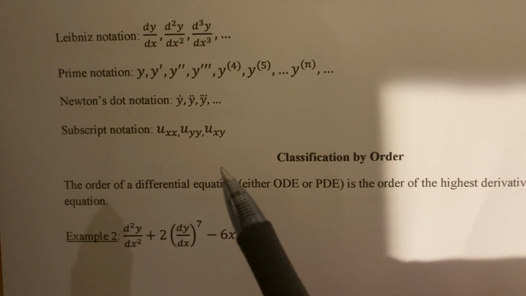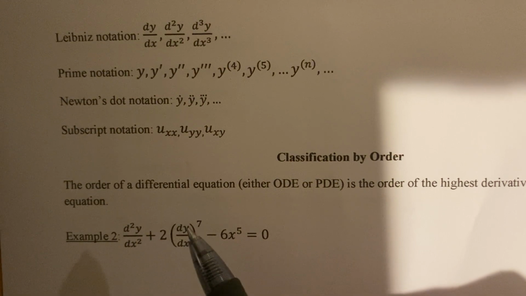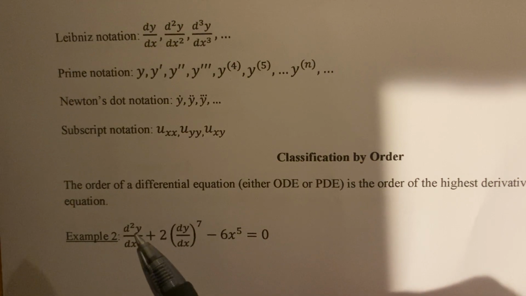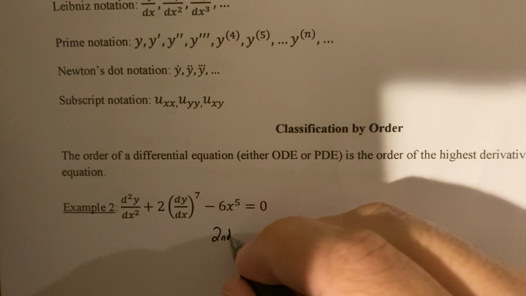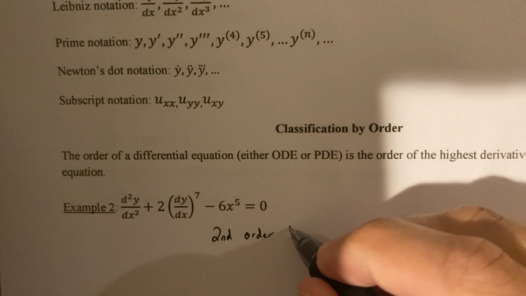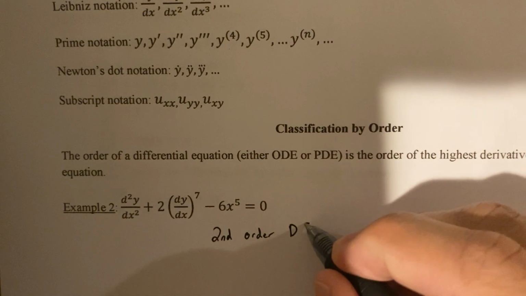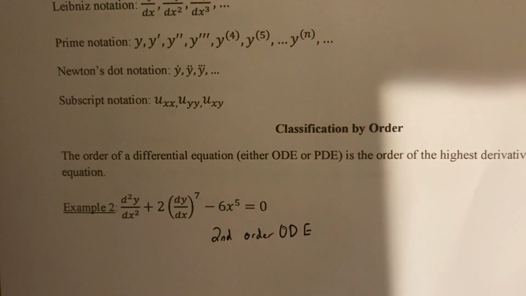So we're looking at our derivatives and the highest derivative. Our highest derivative is here. It's a second order derivative. This is a first order derivative taken to the 7th power. So the order of this differential equation is going to be a second order differential equation. And I'll go ahead and say ordinary differential equation because it is an ordinary differential equation.